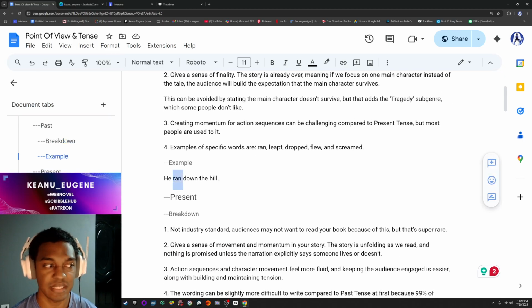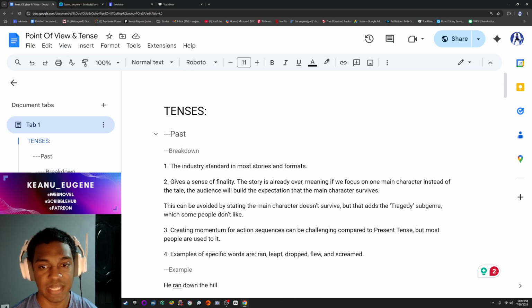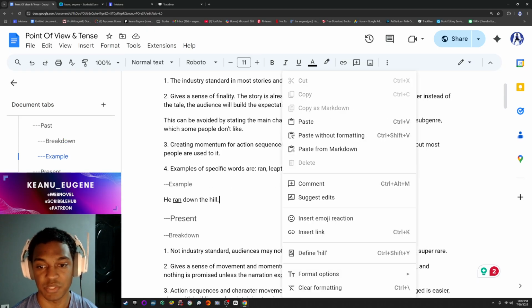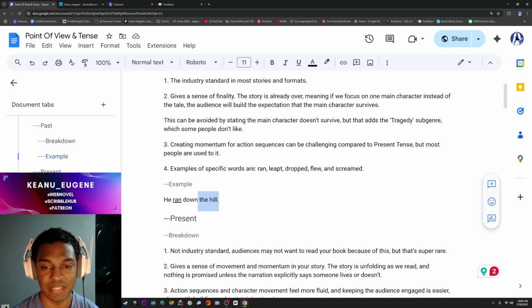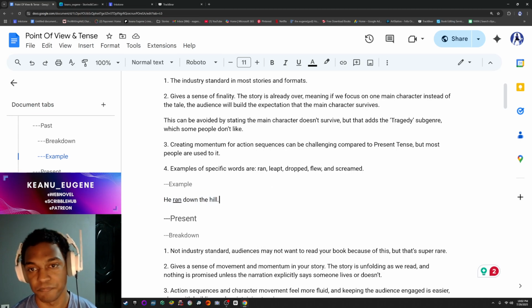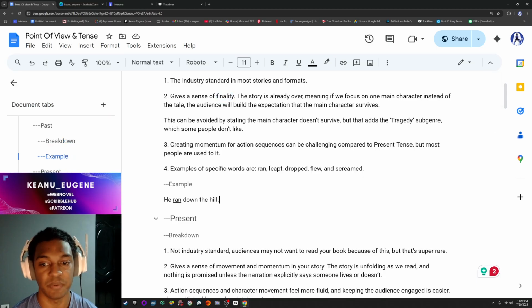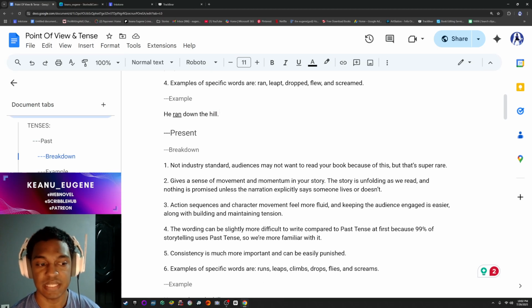And you'll see here ran is underlined because that's the word that indicates what tense we are in. Ran is past tense. It already happened. By the time the narrator is saying this, he's at the bottom of the hill, right? That's the effect you're going for. That's the finality that comes into play with this tense. Now, present tense is less common.